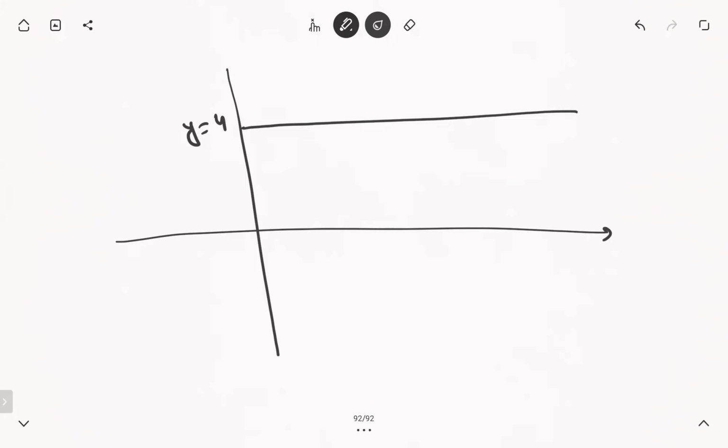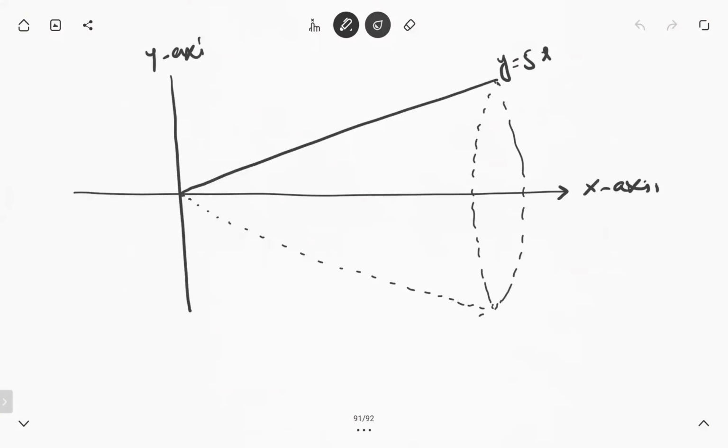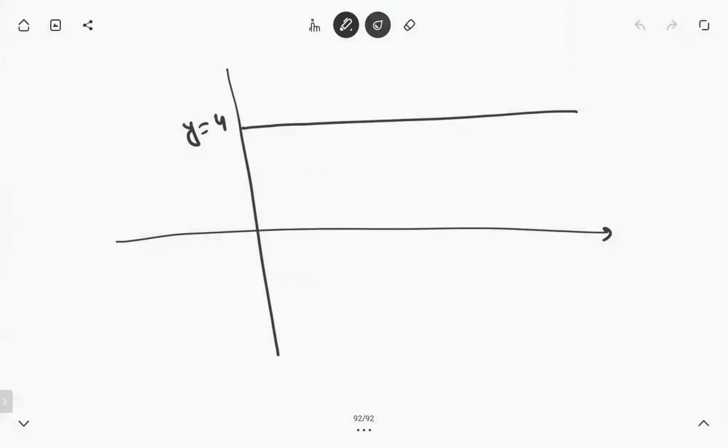Now, the purpose of telling you this is, whenever you rotate any graph about the x-axis or about the y-axis, you will get a 3D shape. Now see the previous shape. If I tell you that this line y is equal to 5x is rotated about the y-axis, then even then you will get a cone. So whenever you rotate any shape, any line, any graph, any curve about the x-axis or about the y-axis, you get a 3D shape.